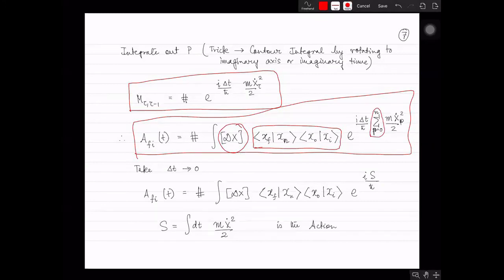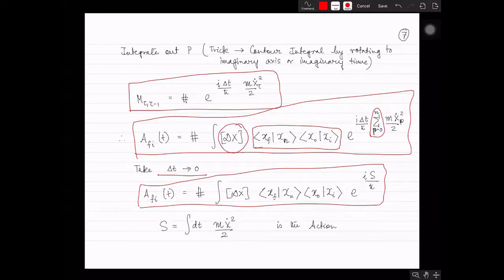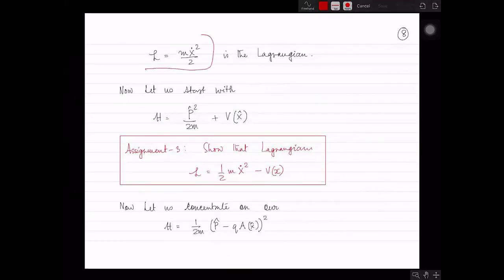So now we know that we are interested in the delta tau equal to zero limit, and we can see that we can write this whole thing as e to the power i S by h bar, where S is the continuum limit of this thing, which is the integral of dt into m x dot squared by 2. Note that this is nothing but the kinetic energy. And this is called the action. And whatever the integrand is called the Lagrangian of the system. So this is the Lagrangian of a free particle, the classical Lagrangian, which we are familiar with.